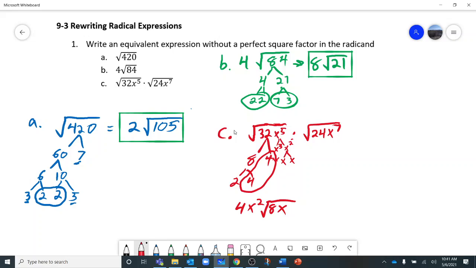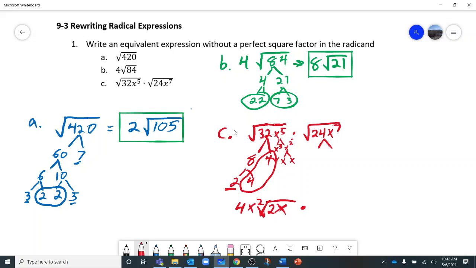2x. I broke the 8 down into 4 and 2. So this is what comes up. It stays in. If you want to double check that, you can square what's on the outside. That would give us 16x to the 4th. 16x to the 4th times 2x gives us 32x to the 5th. So that one's good. And then that's going to be multiplied by this one.